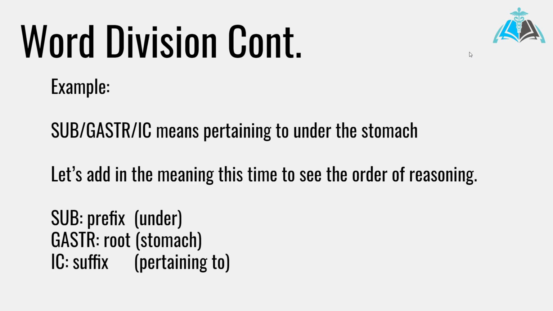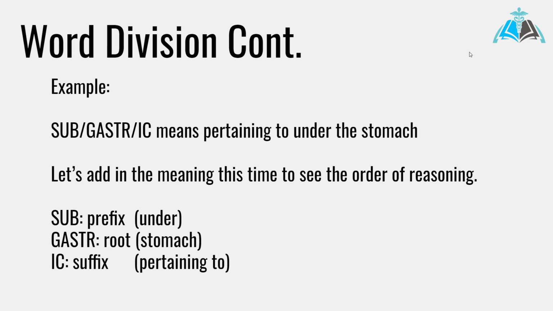Okay, let's look at more meaning-related things now. So in our example, subgastric, it means pertaining to under the stomach. So let's add in the meaning this time to see the order of reasoning. We can start left to right this time. So sub, which is our prefix, and it means under. Gaster is root and it's stomach. Ik is our suffix, and it means pertaining to.